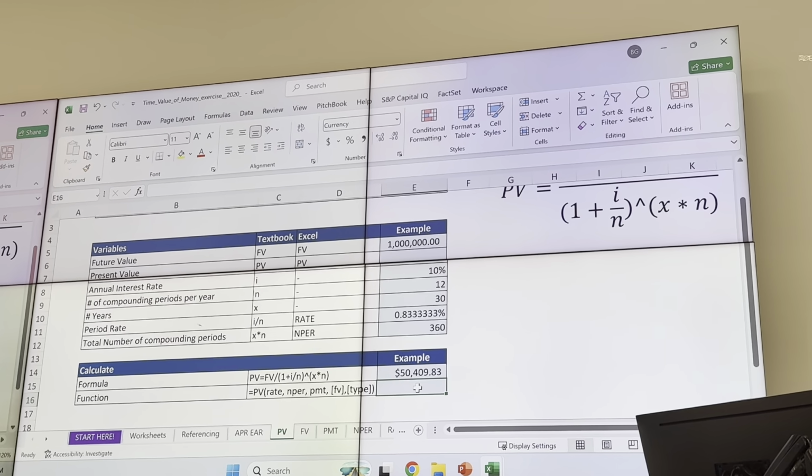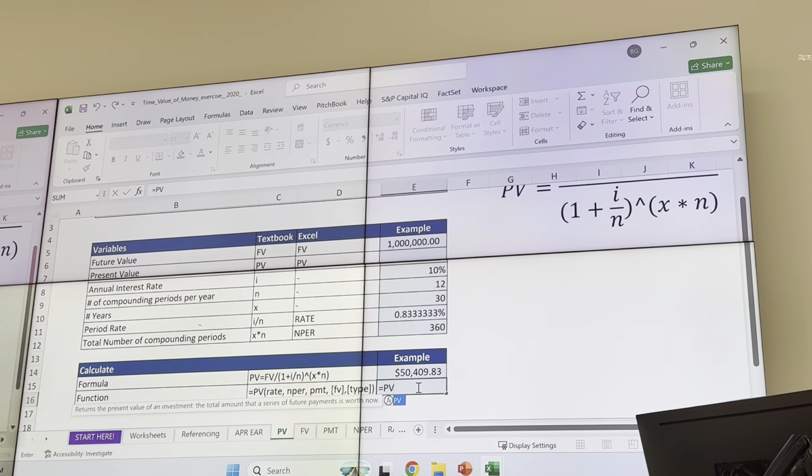The second is the function, equals to PV. There is a function. If you press PV, select it. Rate. What is my rate? This is the rate of interest that I am earning every month. Nper is the total number of payments that I will be receiving.